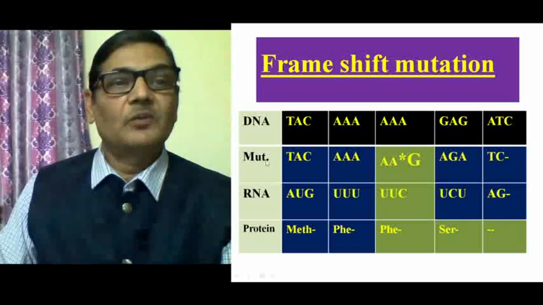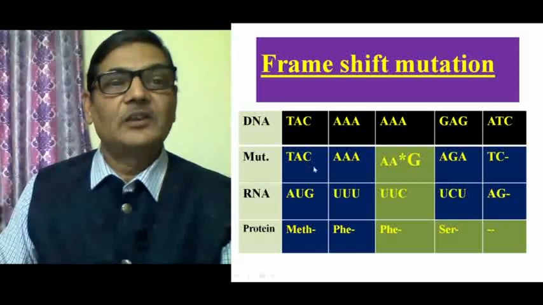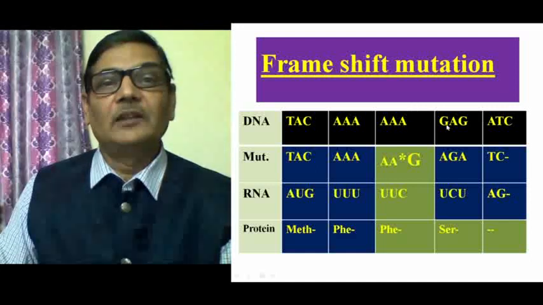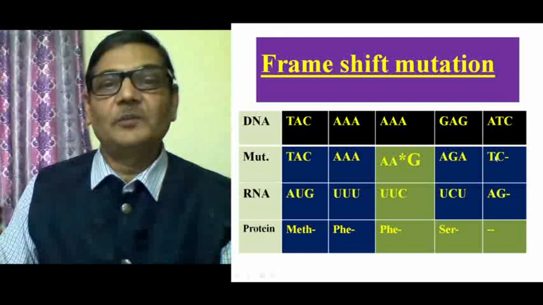So see here what kind of mutation has occurred. TSC is as such, then AAA is as such. AAA, here one A is deleted. I am showing here a deletion mutation. So A is deleted from this position. So what will happen? AAA, and then G will come over here, then AGA will come over here, and TC will be left.